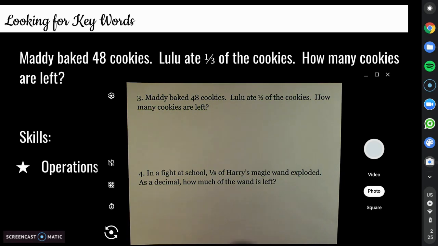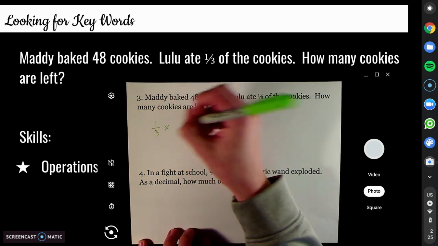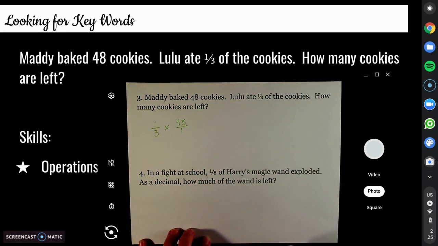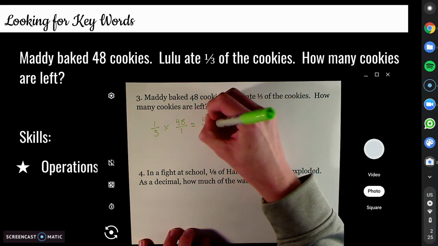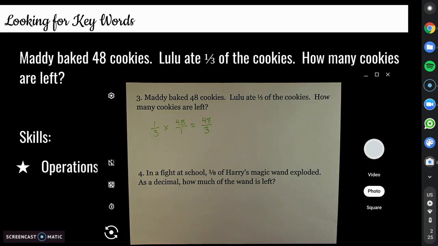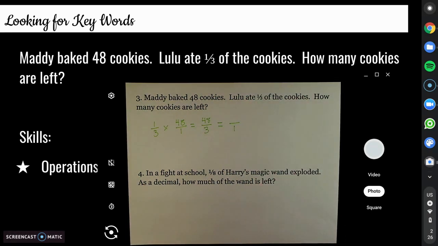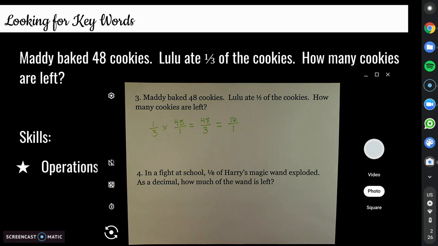All right, good job. Let's see if you got the right answer. Lulu ate 1/3 of the 48 cookies. And since it's 48, it can be 48 over 1. That's the exact same thing. 48 thirds. We can't leave that like that. We need to reduce. Okay, and when we do reduce, we get something over 1. Is that right? We get 16 over 1, I believe.